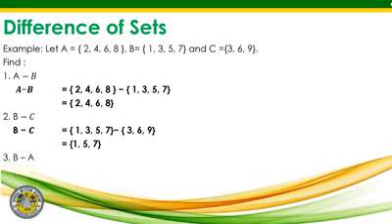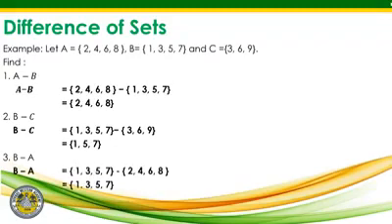Last example. For example, we have B minus A. So now, we have {1, 3, 5, 7} minus {2, 4, 6, 8}. The elements that belong to set B, which do not belong to set A, are 1, 3, 5, 7. So therefore, B minus A is equivalent to {1, 3, 5, 7}. And that is the difference of sets.